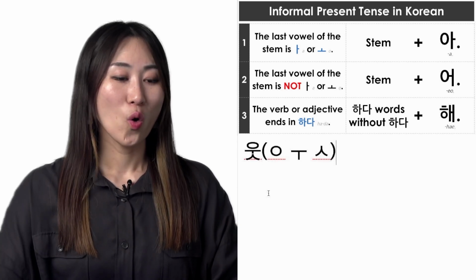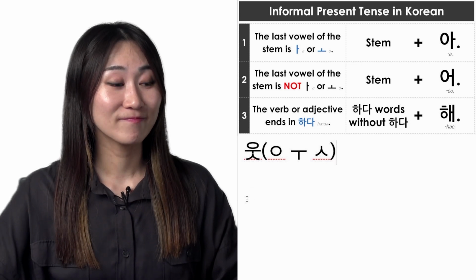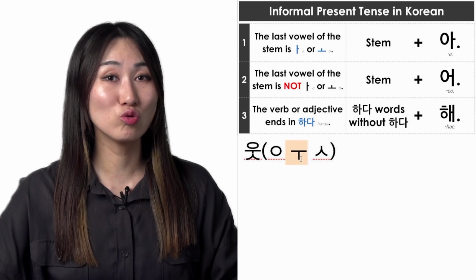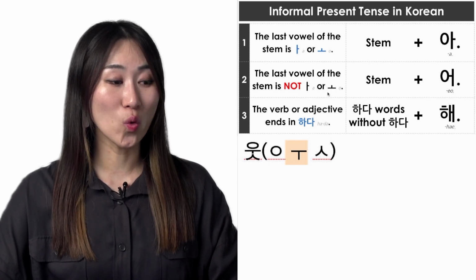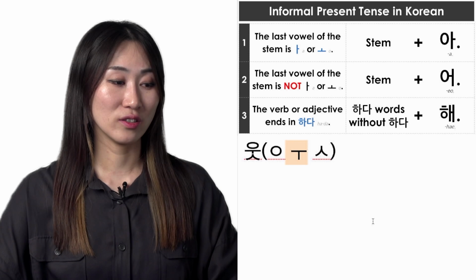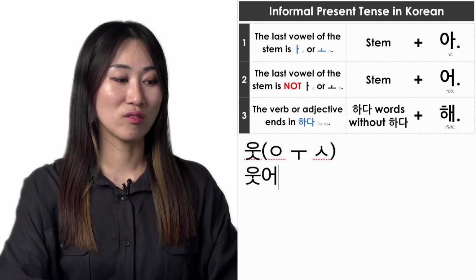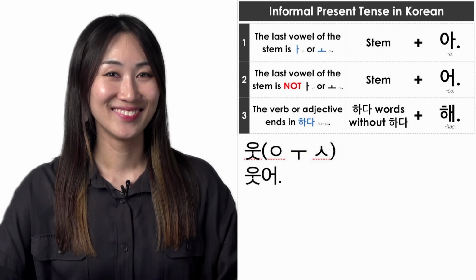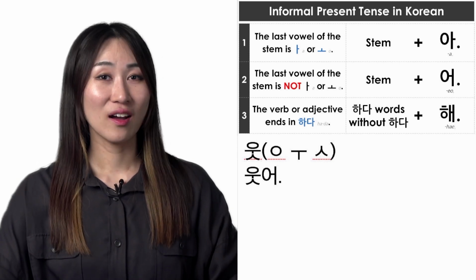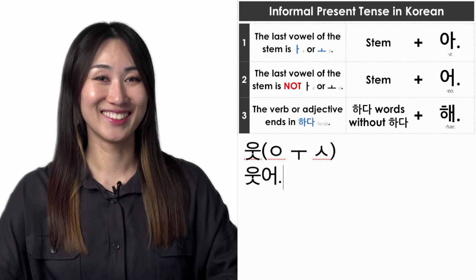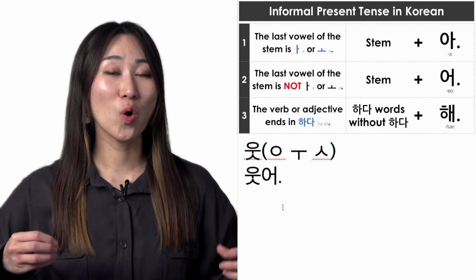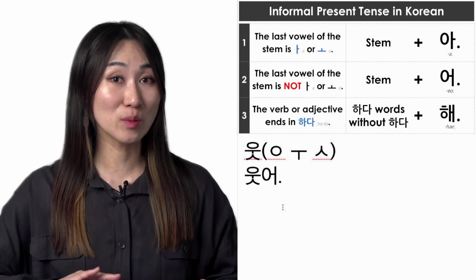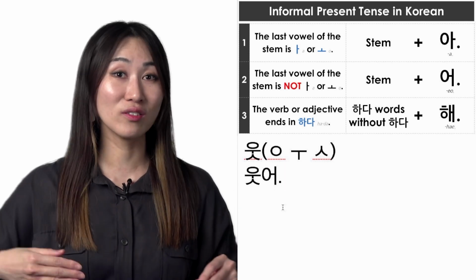What is the vowel in the stem here? It's the U sound, right? It's not A, it's not O, so I need to use 어 here. So, 웃어. 웃어 means I laugh, you laugh, he laughs, she laughs, we laugh. In Korean, we often omit the subject if it's understood in the context.